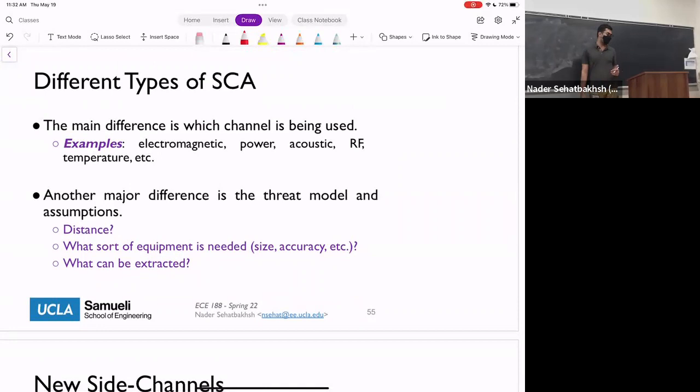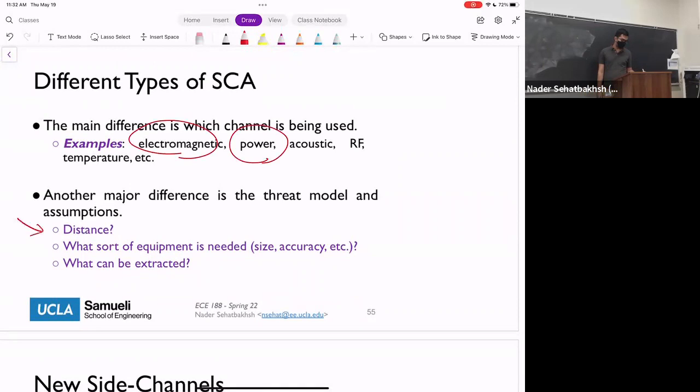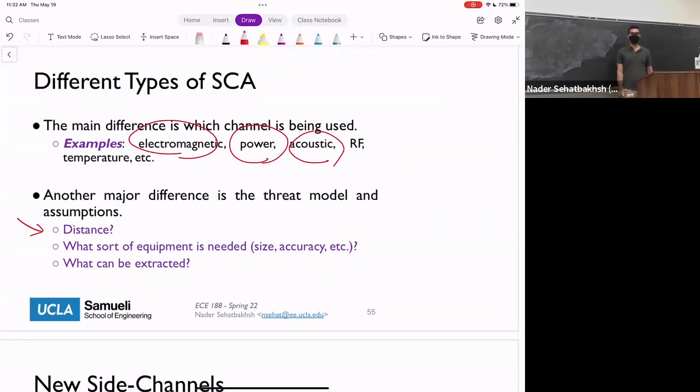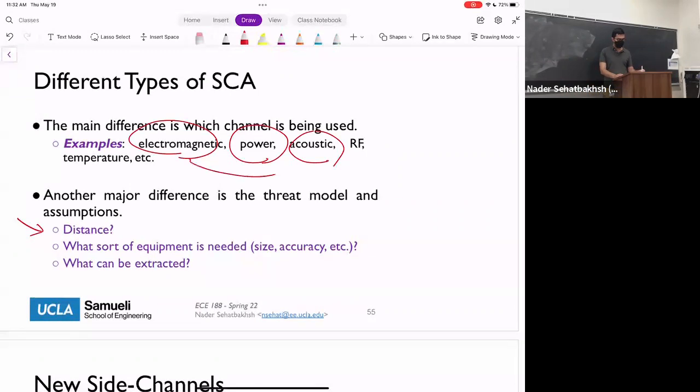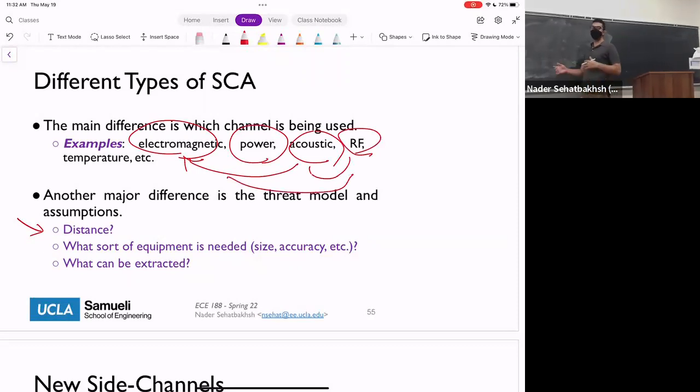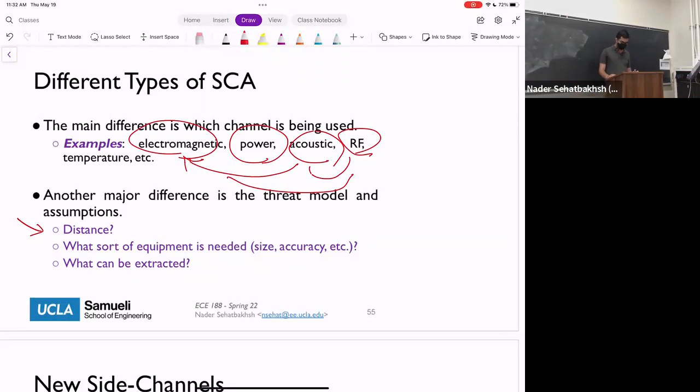The difference between them is that, depending on which channel you're using, the distance from which we can measure these things is different. For example, acoustic is usually a very weak physical side channel signal. It might have some useful information about your system, but usually using electromagnetic versus acoustic is a better choice. RF is usually much stronger than both of them. So it really depends on the capability of the attacker and the threat model that we need to be worried about.